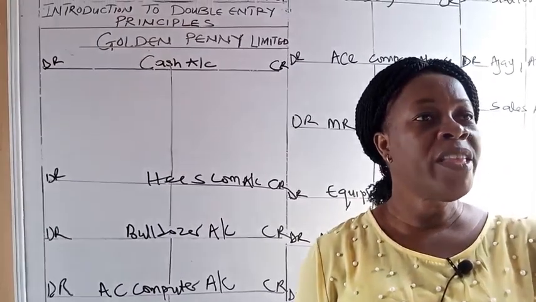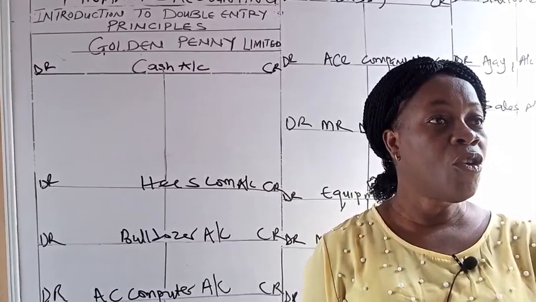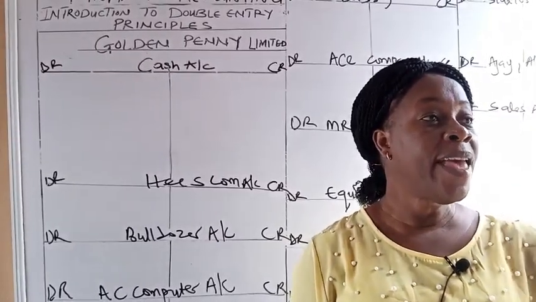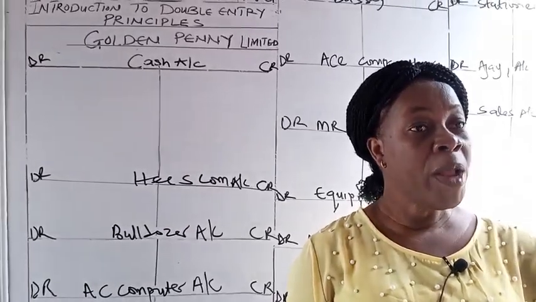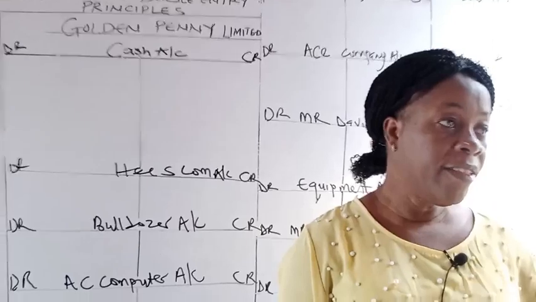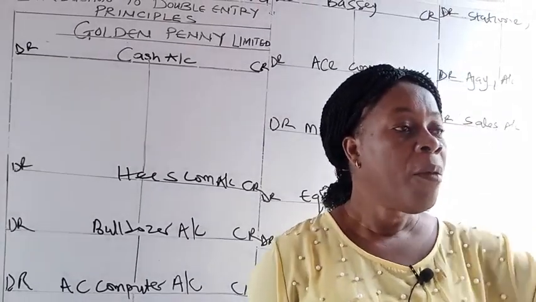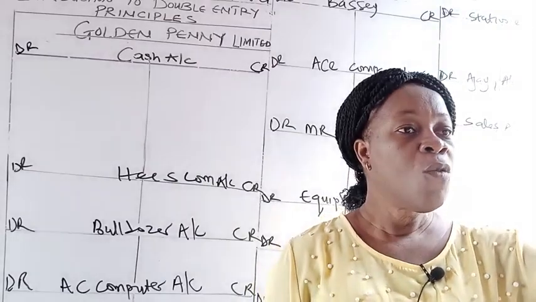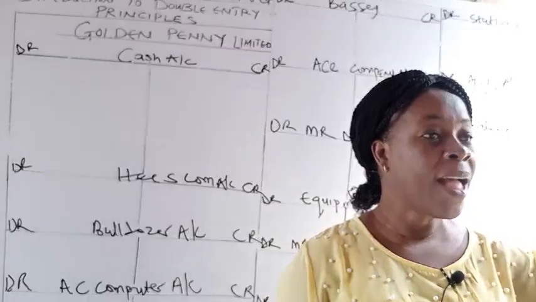From the books of Golden Penny Limited, enter the following transactions into the appropriate ledger account, meaning that each transaction will be recorded in two different accounts in two different manners. So now, January 1, paid East Company for supply of car by 1,000 naira cash.